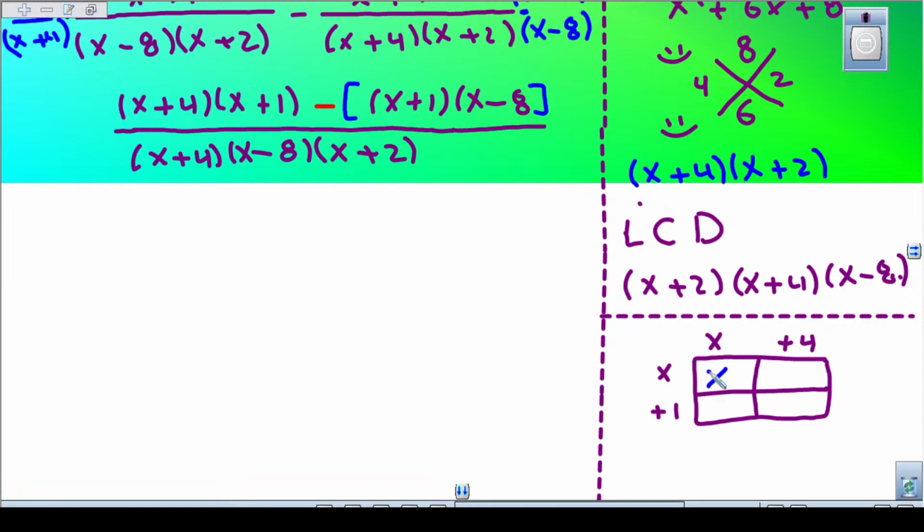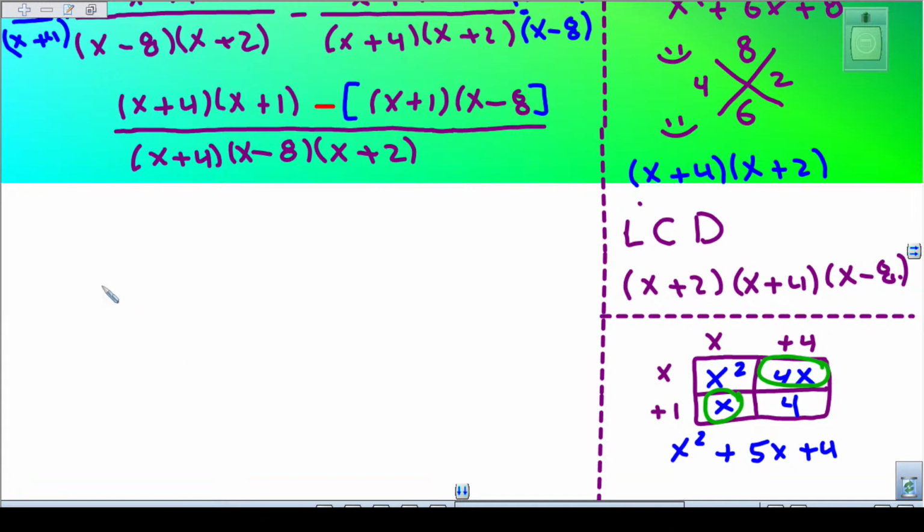X times x is x squared. X times 4 is 4x. Somebody help me out, please. What is x times 1? It's x. Good job there. And then I have 4 times 1 is 4. Because I've done a lot of these boxes, I'm going to simplify within the box. I got x squared, 4x's here, and 1x here, so I'm going to collect them together. As I said, you only do this once you've done a lot of boxes and you know what you're doing. Otherwise, you have to list them down here and then add them up. In my case, I'm going to have x squared plus 5x plus 4. And that's exactly what I'm going to replace at the top here.